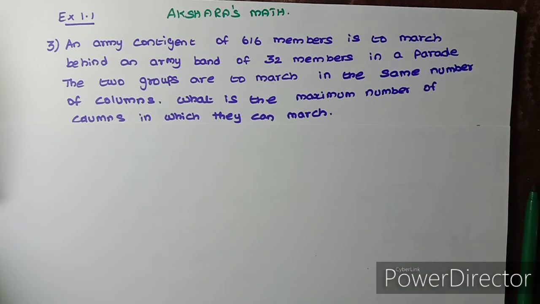Welcome to Aksharasmith. Today we are going to see exercise 1.1 question number 3. An army contingent of 616 members is to march behind an army band of 32 members in a parade.